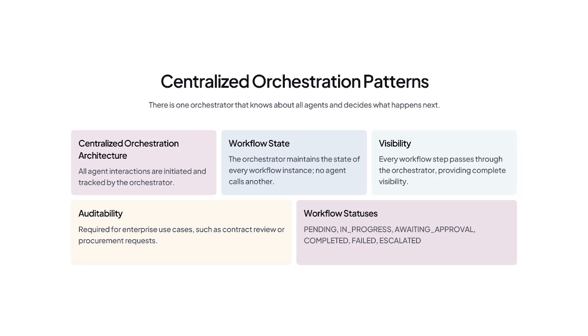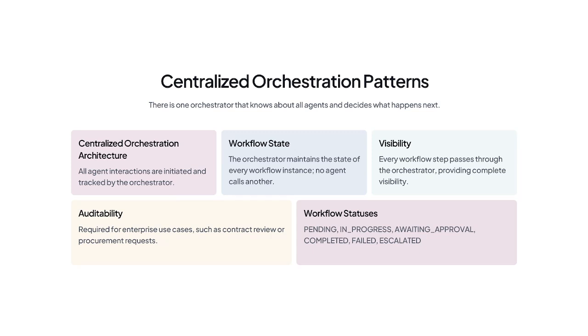So it allows complete visibility and governance of the system. When you need structured workflow in an enterprise setting, you use centralized orchestration patterns. There is one orchestrator that knows about all agents and decides what happens. Even if there are 50 of them, it knows all of them by their identity, and determines who should solve a particular problem. It assigns the right task to the right agent and coordinates the agents totally.